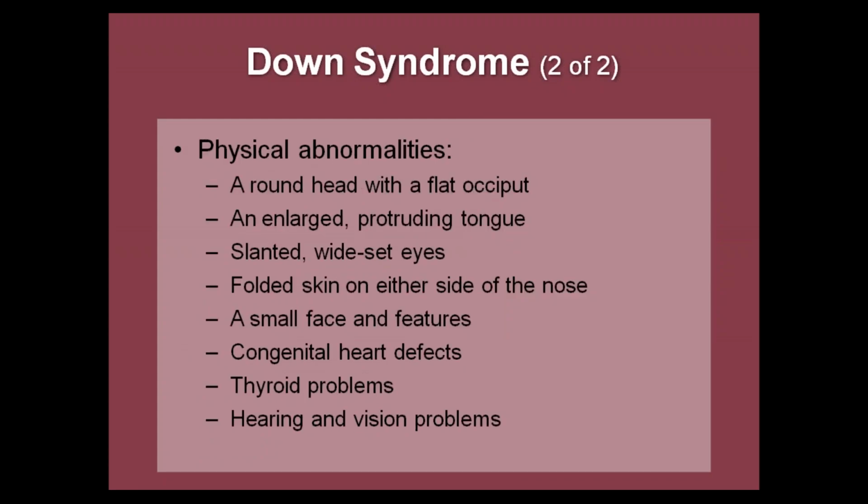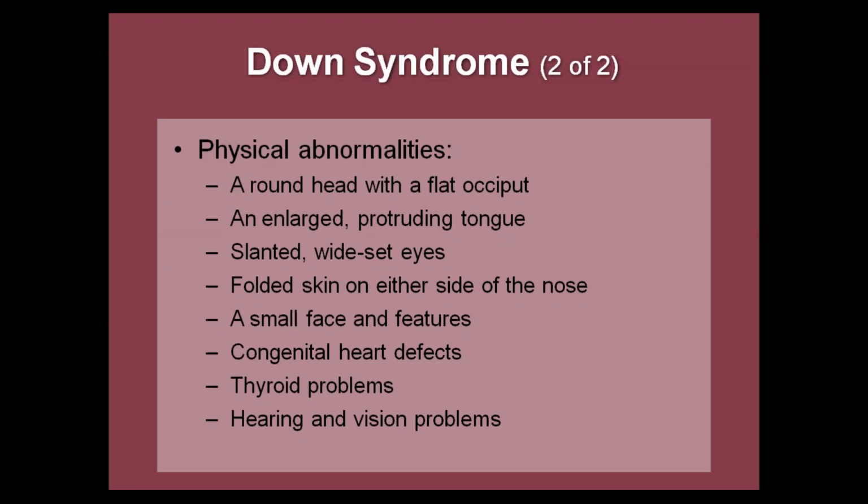So some of the physical abnormalities with Down syndrome. They have more of a round head with a flat occiput, which is going to be that back section of the head. An enlarged protruding tongue. So when you think of airway, they already have a larger tongue, which could affect their airway issues. Slanted eyes, wide set eyes. So it's another physical characteristic that you can see typically without actually talking to this individual. Folded skin on either side of the nose, a small face and features, congenital heart defects.